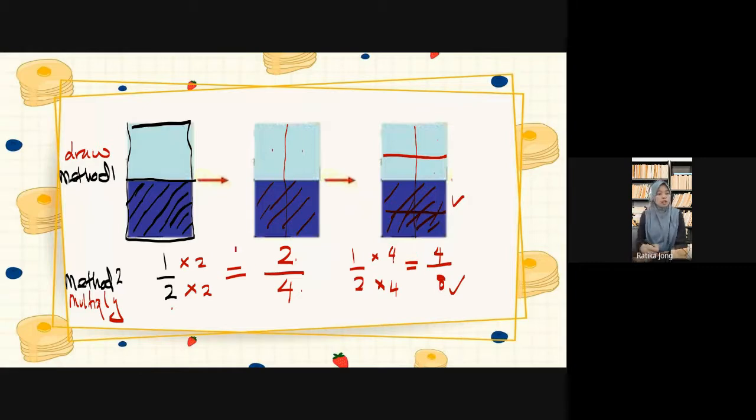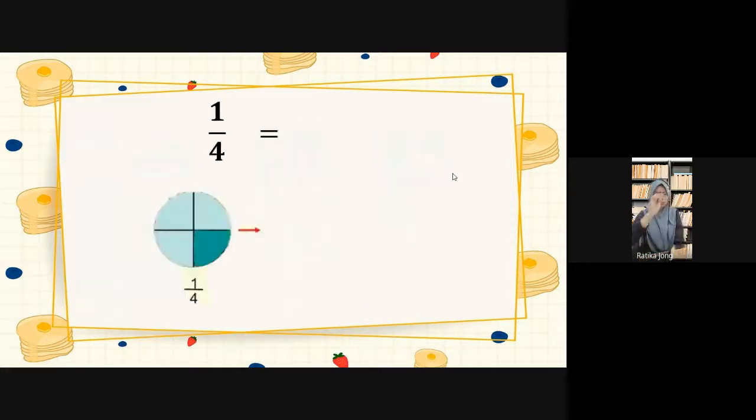Okay, and walaupun nombornya berlainan, 2/4 is different from 1/2. 4/8 pun lain nombornya kan? But the size is the same. This size is the same with this size and the same with this size. Okay, ingat? Equivalent fractions, the number is different, but the size is the same. Okay? Itu apa sama? 1/4.